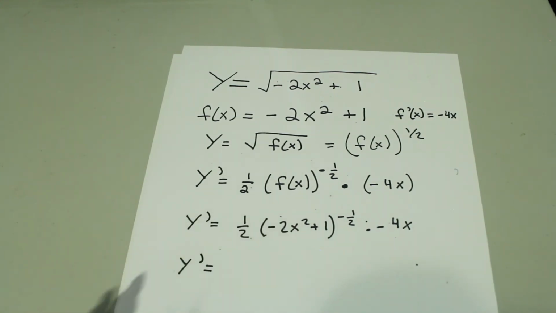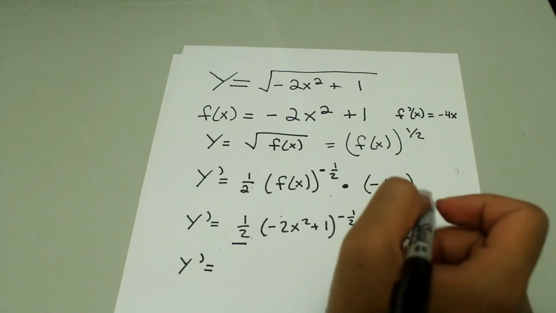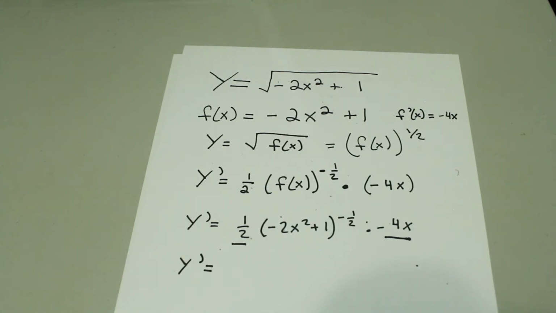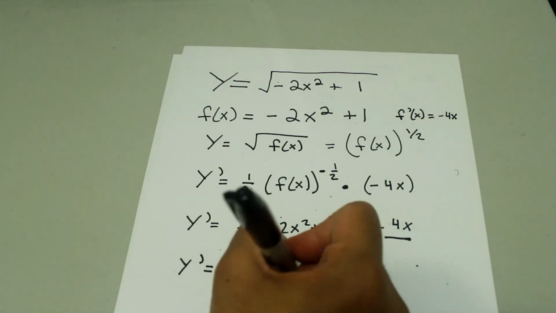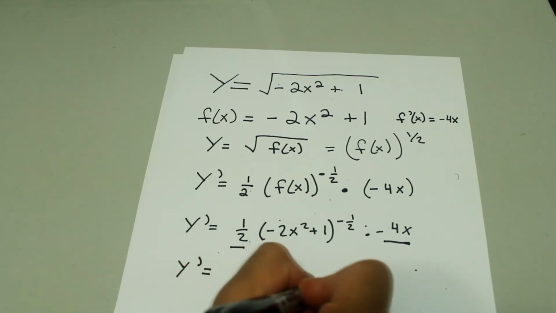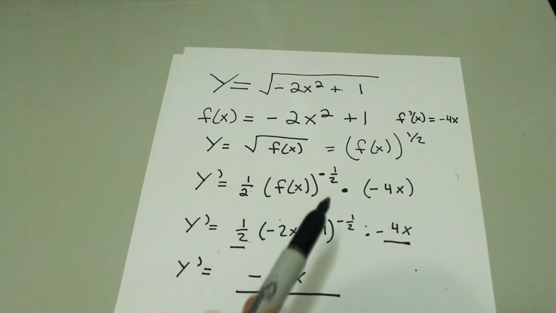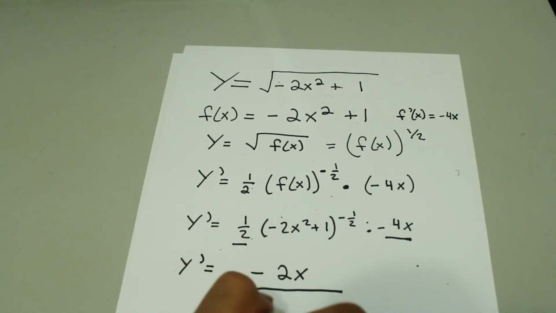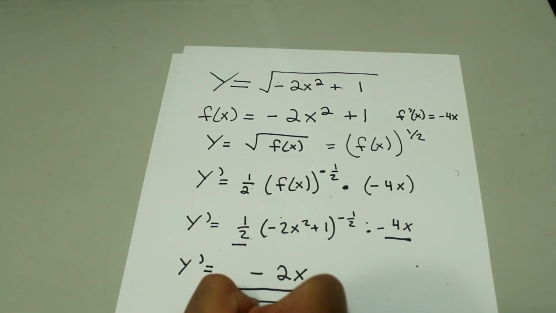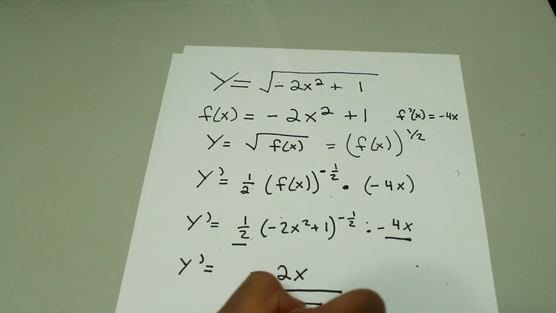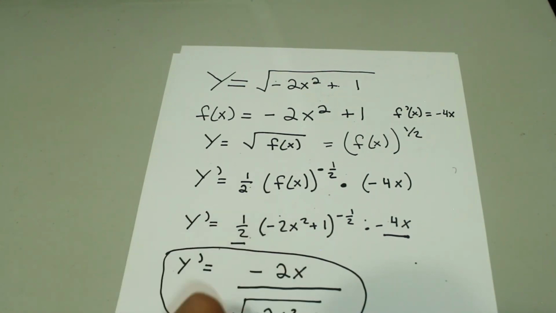y prime is equal to, and now we can start simplifying. Half times negative 4x is just negative 2x, so negative 2x. And when we have something raised to the negative power, it just goes in the denominator, and something raised to the half is just the square root of that, so negative 2x over the square root of negative 2x squared plus 1, and that is the final answer and the derivative of y.